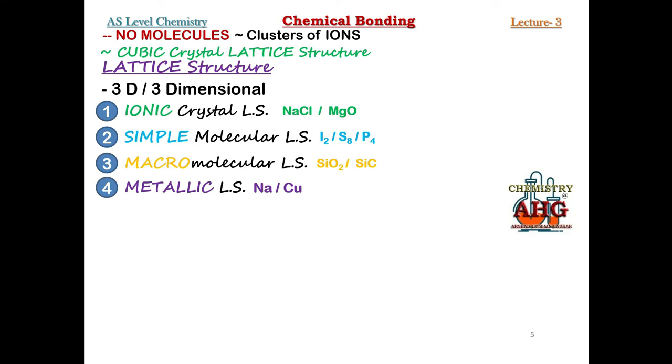Next thing that you must remember, commonly, not always, commonly, the crystal lattice structure of ionic compound is cubic. What is a cube? Cube is a figure that has six equal sides. Any figure that has six equal sides is known as a cube.